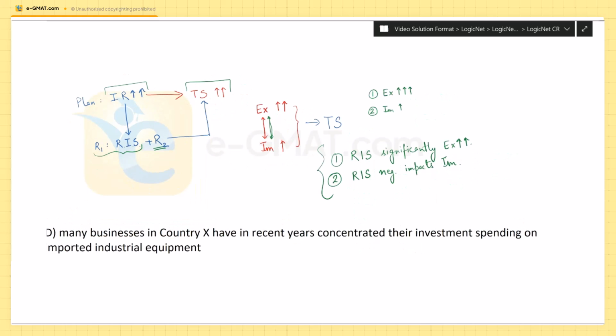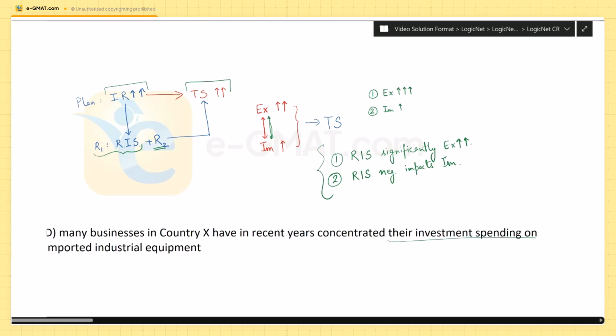Choice D. Many businesses in country X have in recent years concentrated their investment spending on imported industrial equipment. So what this choice tells us is that a reduction in investment spending can actually reduce imports or have a negative impact on imports. And this choice is in line with our pre-thought answer. And this is the correct answer choice.